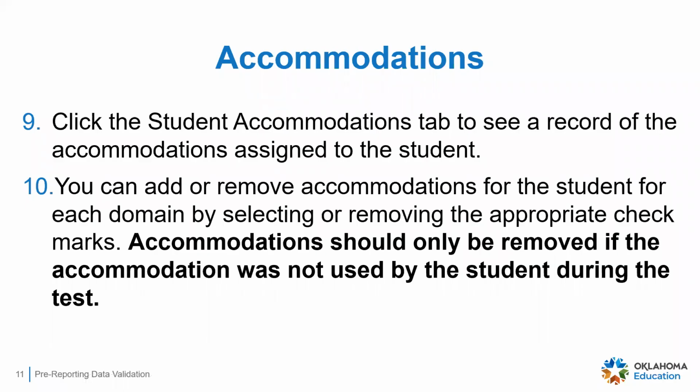On track now. Okay, accommodations. So still in the data validation steps. Next, looking at student accommodations, you'll click on the student accommodations tab to see a record of any accommodations that were assigned to this student before testing. You can add and remove accommodations for the student for each domain by selecting or removing the appropriate check marks. Make sure that you only remove the accommodation if it was not used. If the accommodations were put in place prior to testing, which they should have been, only remove them if they were not used by the student during the testing window.